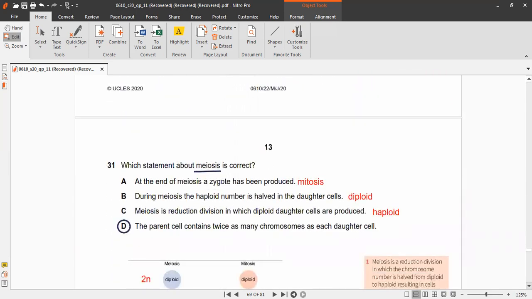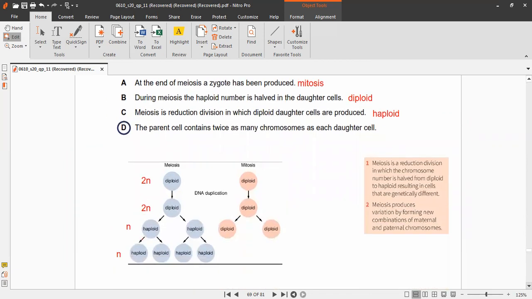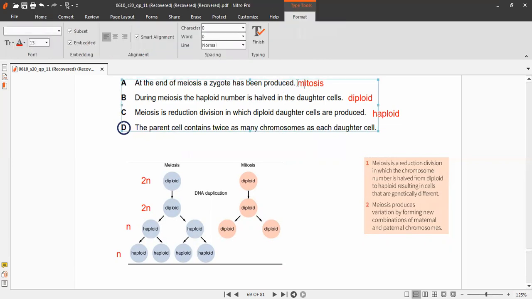Which statement about meiosis is correct? The parent cell contains twice as many chromosomes as each daughter cell, because each daughter is haploid, but the parent cell is diploid. Here N and here 2N, twice. But at the end of meiosis, a zygote has been produced? No, that is the end of fertilization.